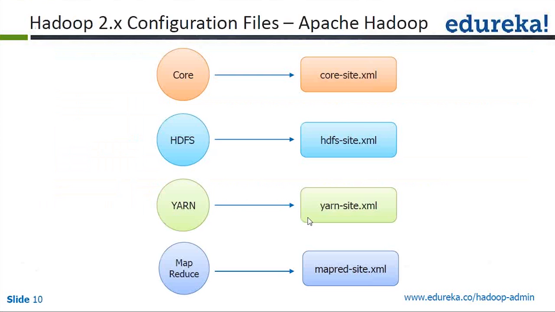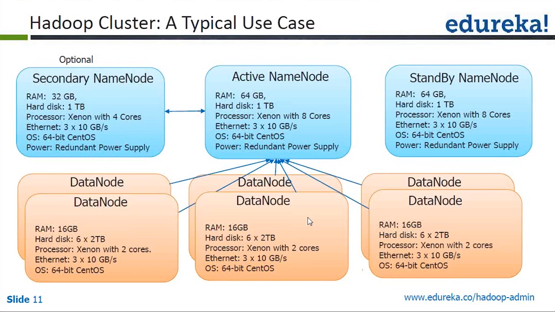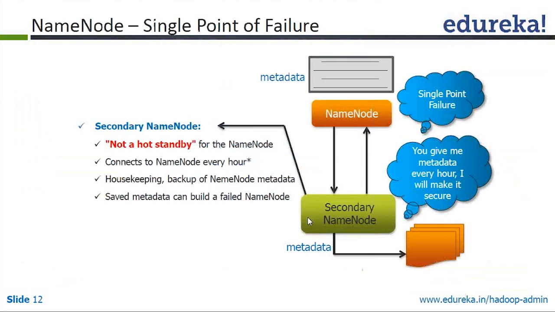Okay, so this is an iteration of the same thing. This is typically what a Hadoop cluster looks like. There are a lot of data nodes. There is an active name node, there is a secondary name node, and there is a standby name node.